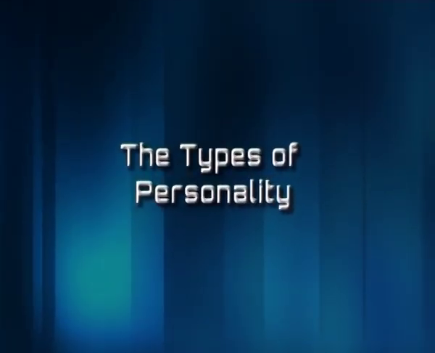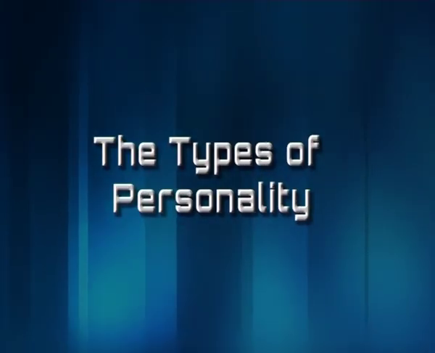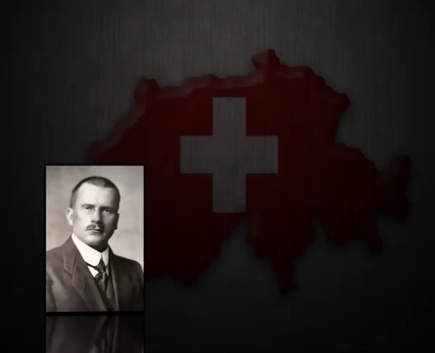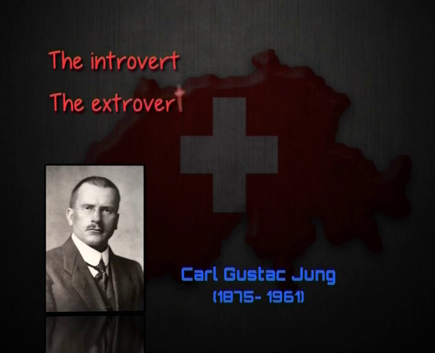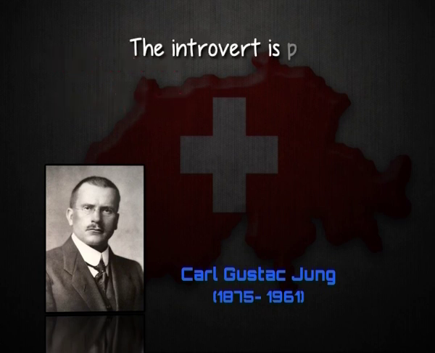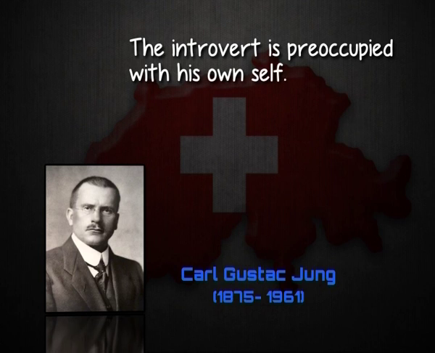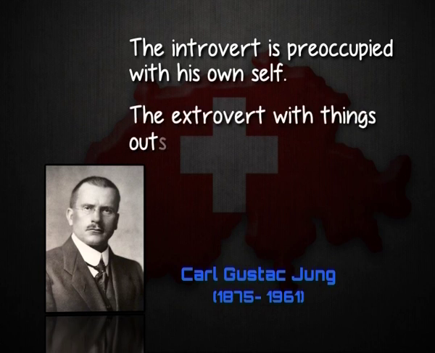Let us now talk about types of personality. Some attempts have been made to classify personalities into types. The Swiss psychoanalyst Carl Gustav Jung emphasizes two main types, which include the introvert and the extrovert personalities. The introvert is preoccupied with his own self, the extrovert with things outside self. However, there is also a third type, that is the ambiverts, who vacillate between the two. Generally, people are considered ambiverts.